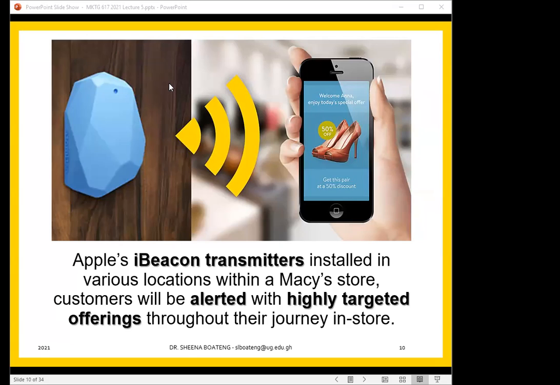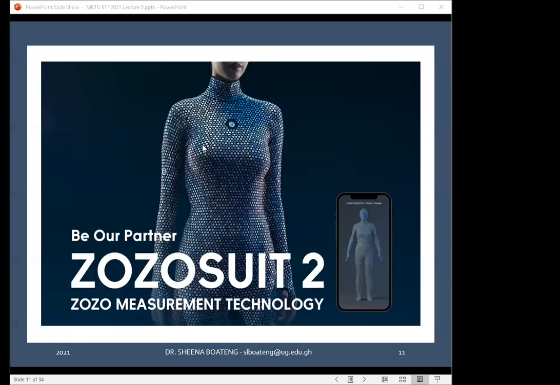So here we see a seamless blend of the online and offline working together to ensure that the customer receives a superior experience, right? Let's look at another example which we've discussed before in class. The Zozo Suit 2. It also combines offline and online aspects, right? So I've explained how this technology works in class before. So can someone tell us the offline and online aspects of this process, which involves the Zozo suit and how customers use it?